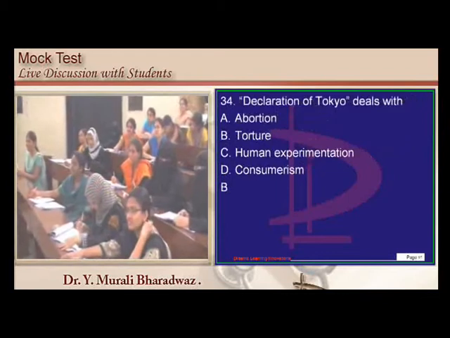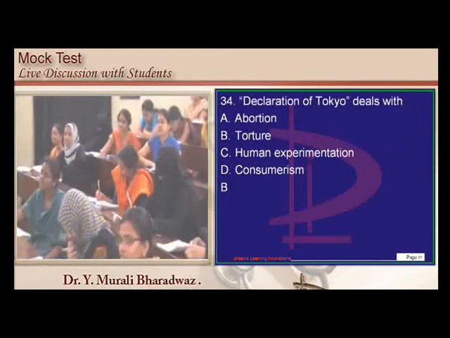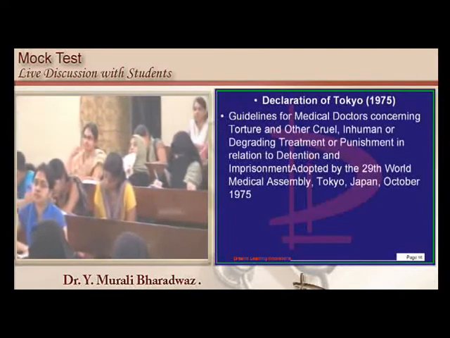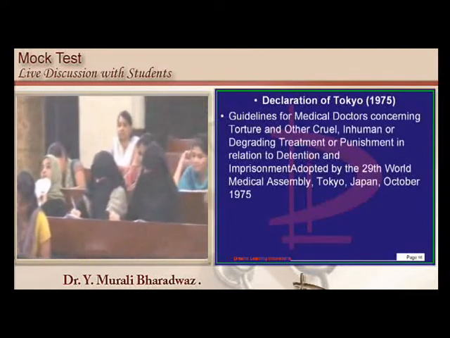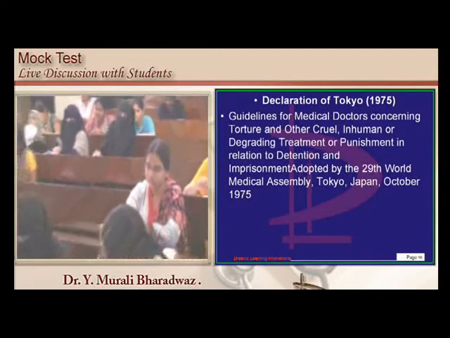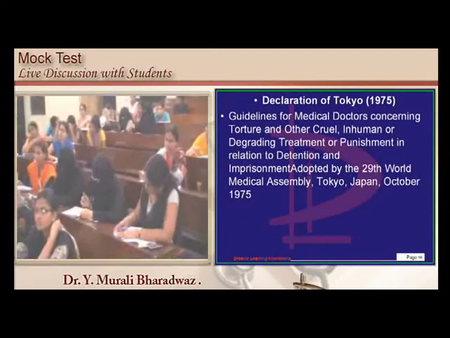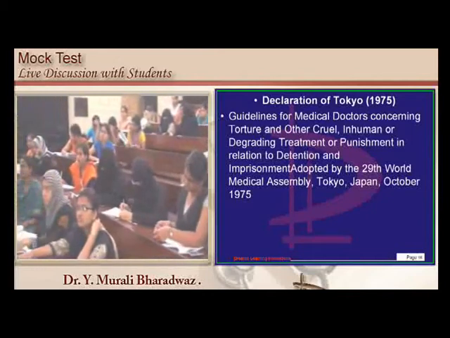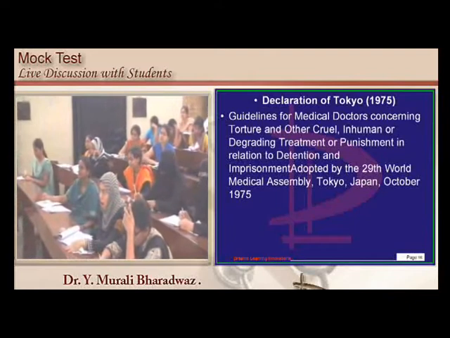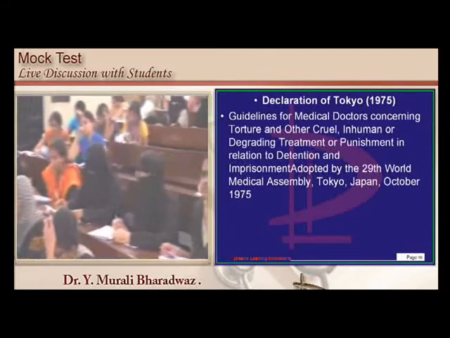So what is the Declaration of Tokyo, doctor? The Declaration of Tokyo gives guidelines to medical doctors concerning torture and other cruel, inhuman, degrading treatment or punishment in relation to detention and imprisonment. So that is what the Declaration of Tokyo is all about, which talks about torture.